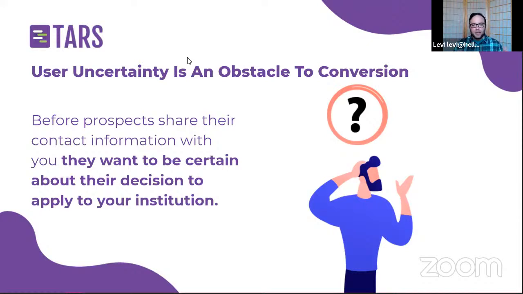User uncertainty is an obstacle to conversion. What that really means is we always have questions, right? We always have questions about what we're getting ourselves into, even if it's as simple as giving our email out for requesting more information. We may have questions that will put a barrier between us giving that email out. So any of those moments will stop that prospective student at their highest intent, right? You have them on the page. You got them to click the ad. They're engaging with your marketing. They're at their highest intent.